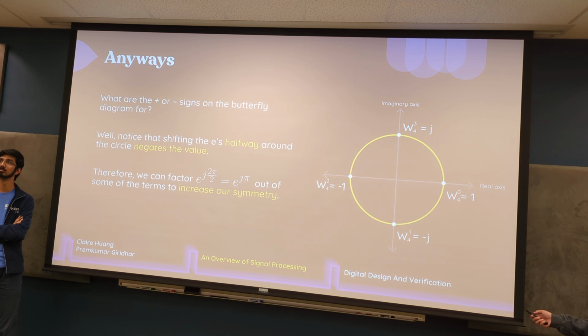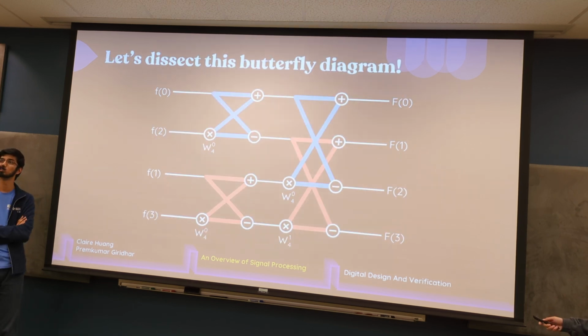This is a handy thing that the fast Fourier transform does, which is it increases symmetry by noticing that when we shift the e's halfway around the circle, we just get a negative of the same value. So therefore, if we go back one, that's why we just negate it here, and we can reduce the complexity by just doing the same thing and then negating the outcome. That make sense? Okay.